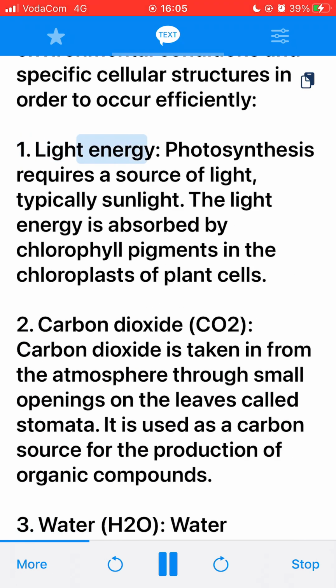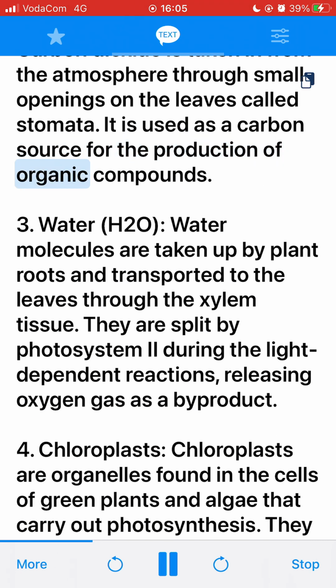1. Light energy. Photosynthesis requires a source of light, typically sunlight. The light energy is absorbed by chlorophyll pigments in the chloroplasts of plant cells. 2. Carbon dioxide, CO2. Carbon dioxide is taken in from the atmosphere through small openings on the leaves called stomata. It is used as a carbon source for the production of organic compounds.